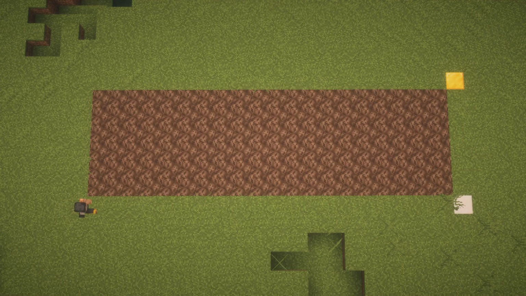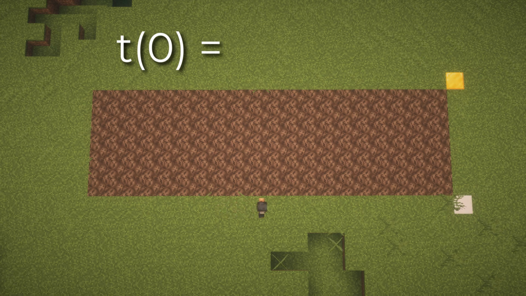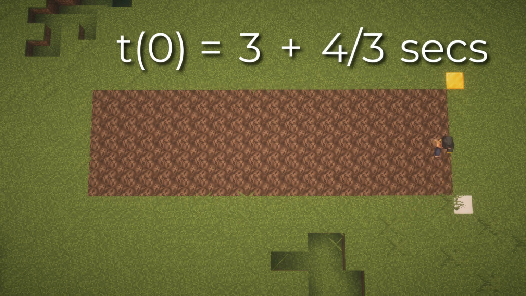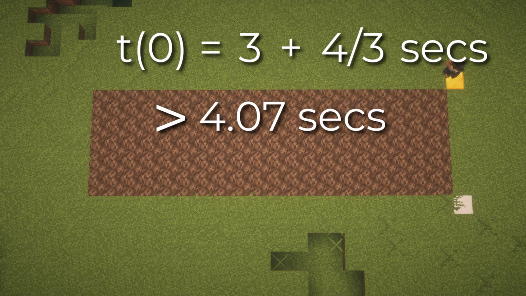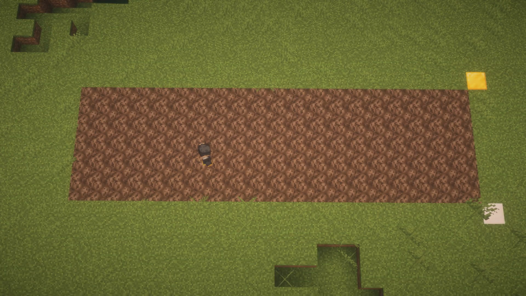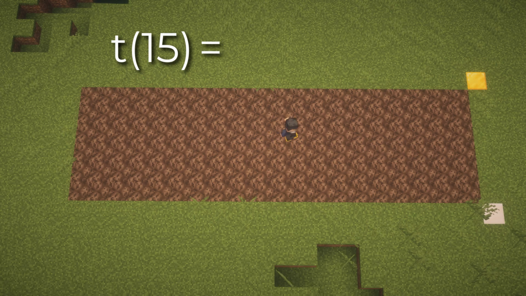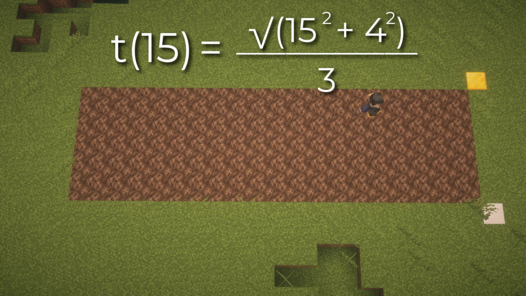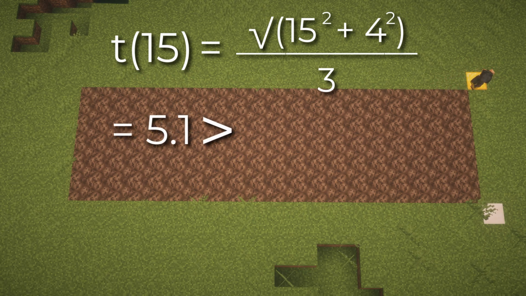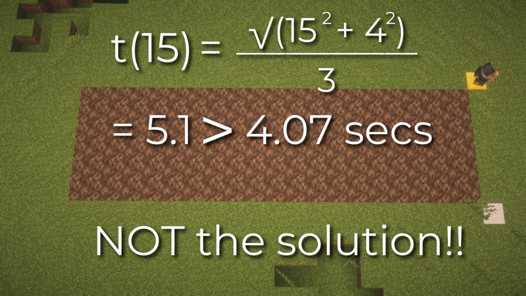So now when we compare it to the endpoints, which we have actually already done from earlier, when x equals 0, we walk 15 meters on grass, giving us 3 seconds plus the time on the soul sand, which is 4 meters divided by 3 meters per second, giving us 3 plus 4 divided by 3 as our total time. This is bigger than 4.07, so therefore is not the solution. The other endpoint is when we just walk through the soul sand, which is the square root of 15 squared plus 4 squared as the distance divided by 3. This gives us about 5.1, which is a lot bigger than 4.07, so our solution comes out to be x equals 3.